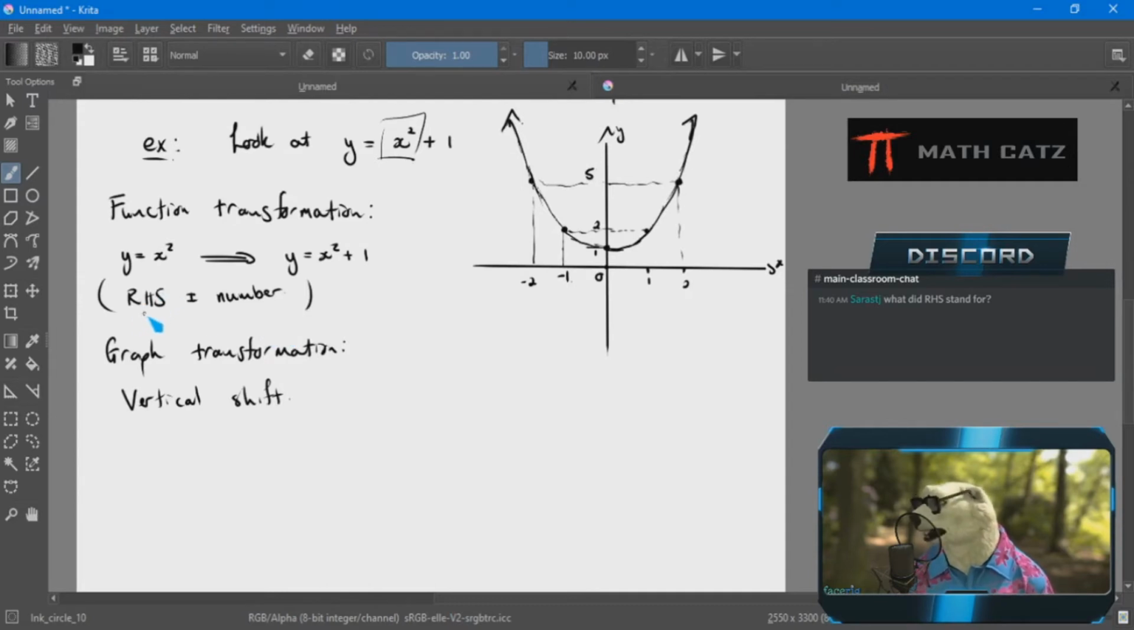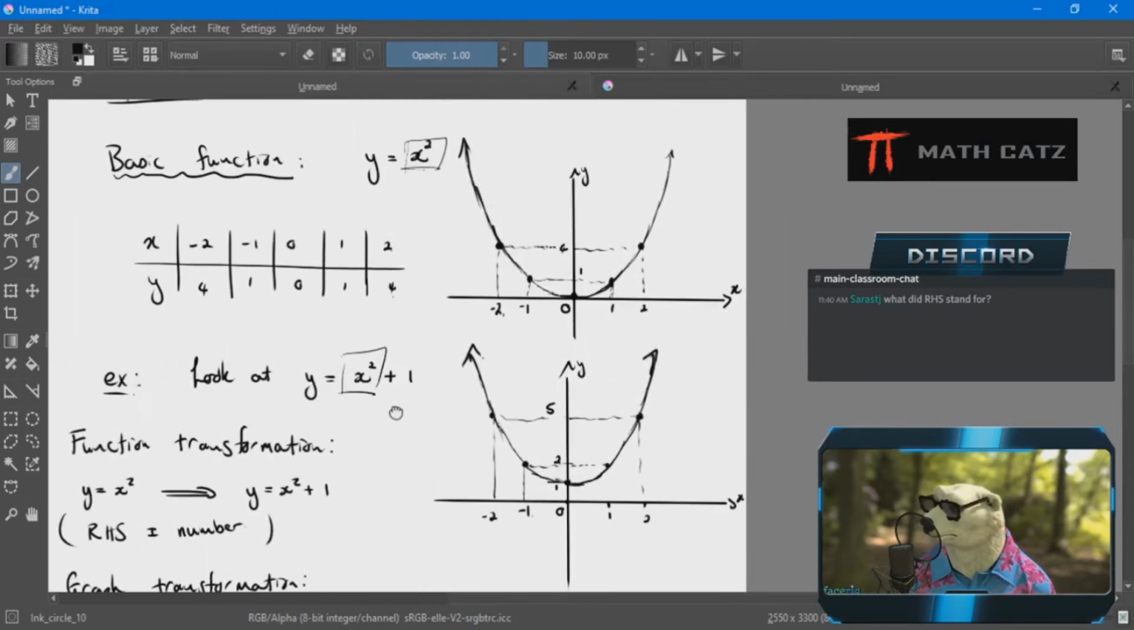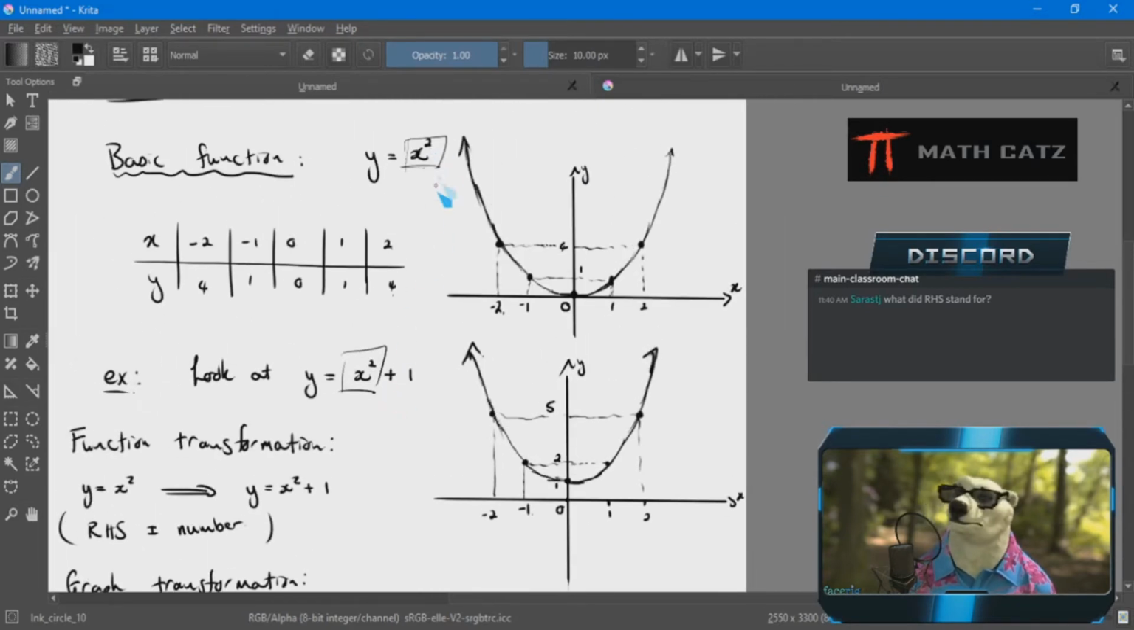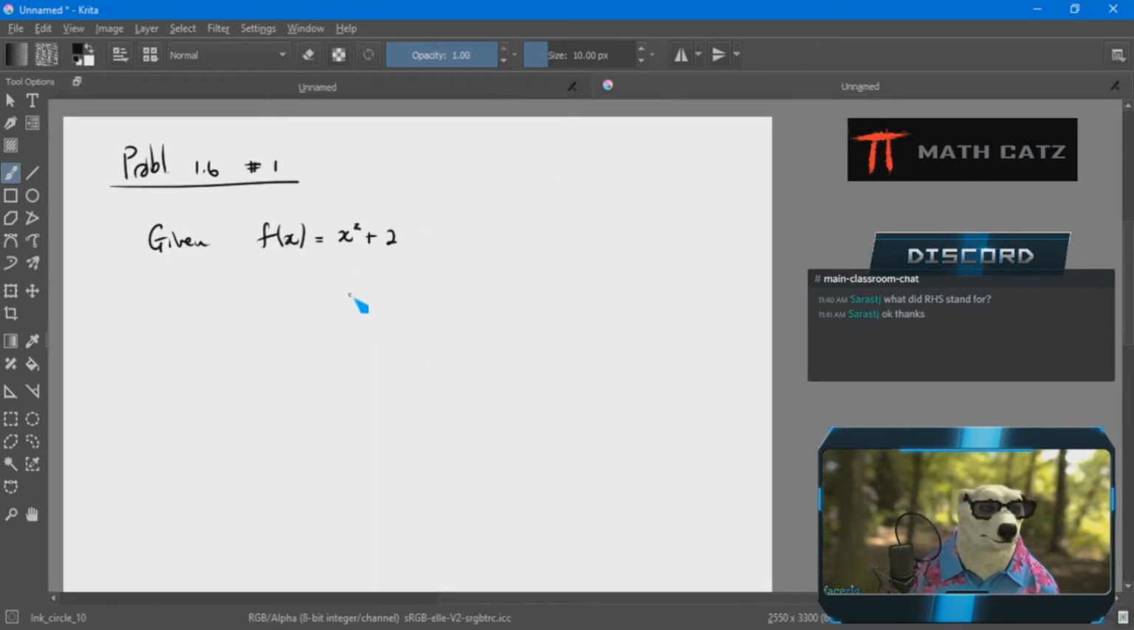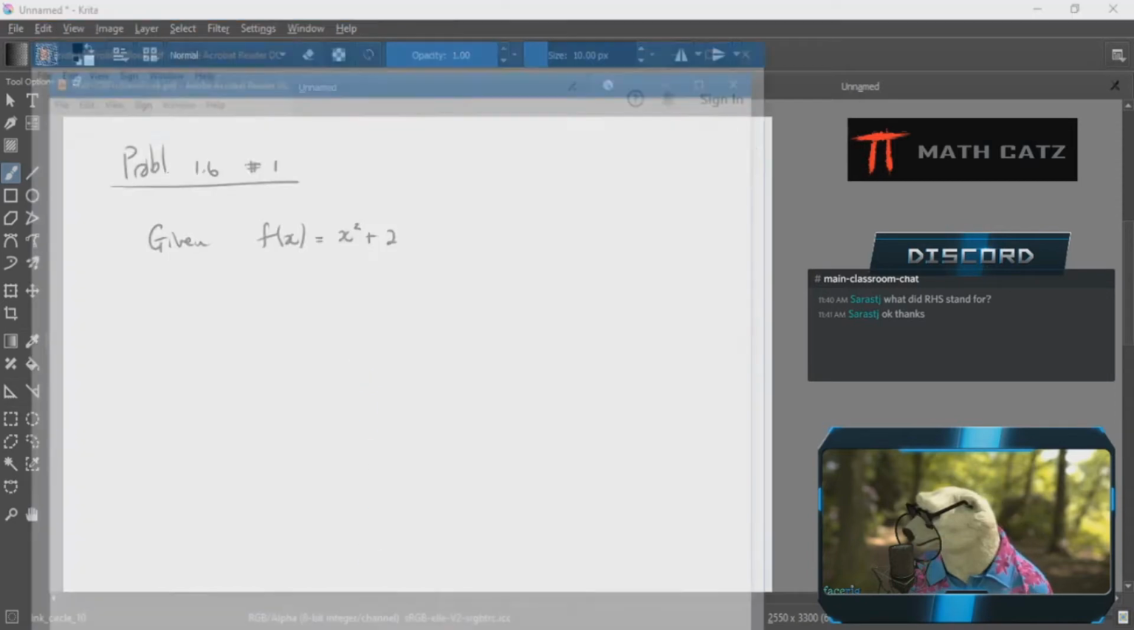RHS stands for right-hand side. I have a left side of the function, I have a right side of the function. From the basic to the new function, the right-hand side changed. And depending on how that changed, the graph changes in a predictable way. So if I take my original, add or subtract a number to the right-hand side, the graph is going to shift up and down.